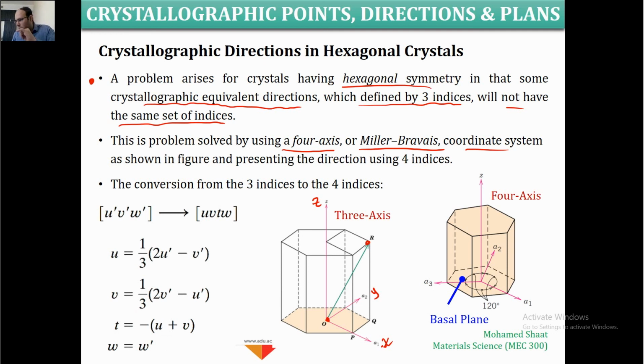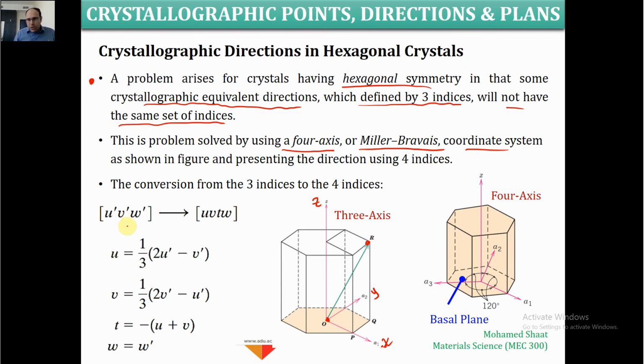So 4 steps. Instead of moving 3 steps, you're gonna move 4 steps to move from the start to the end of a vector. This gives you 4 indices, which are U, V, T, W. U is movement parallel to A1, V is movement parallel to A2, T is movement parallel to A3, but W is movement parallel to Z. Make sense? So these are the 4-axis coordinate system known as the Miller-Bravais coordinate system.